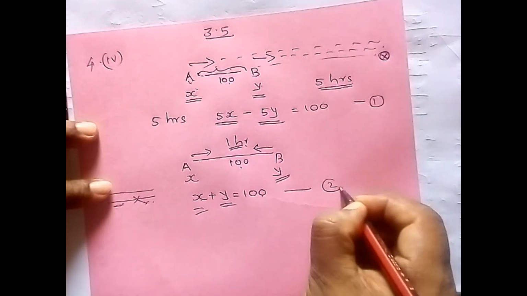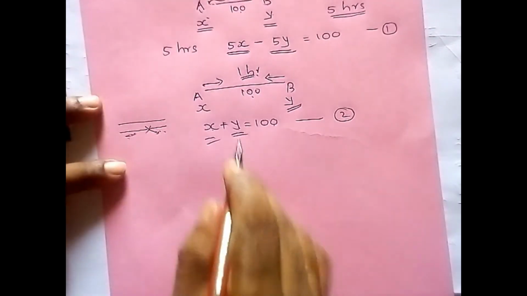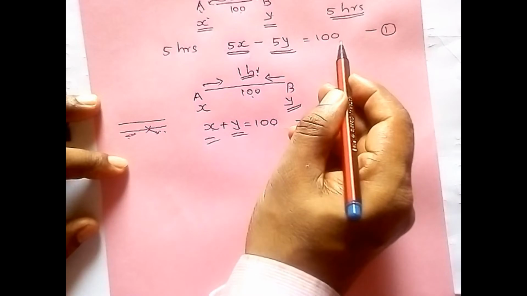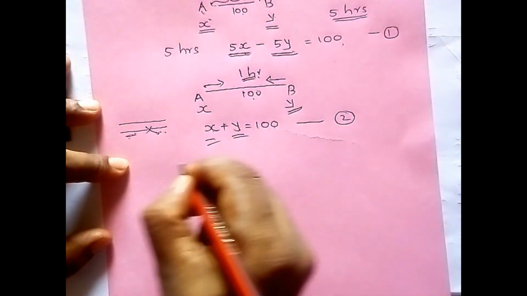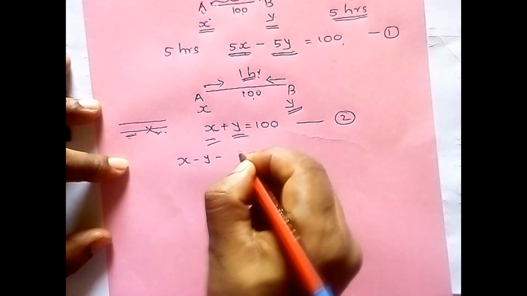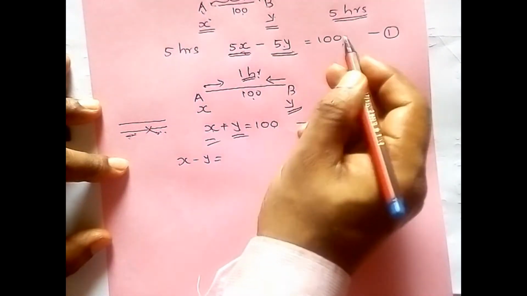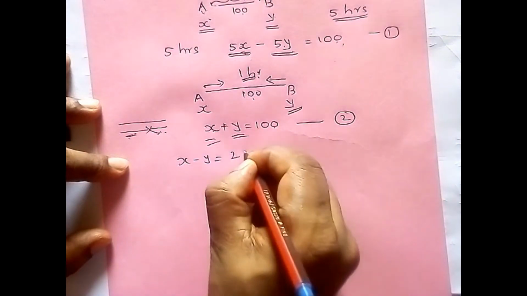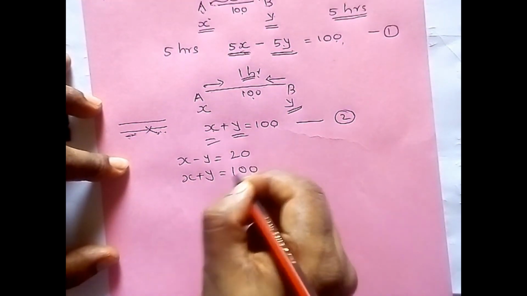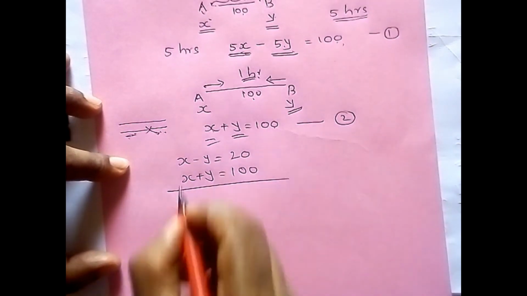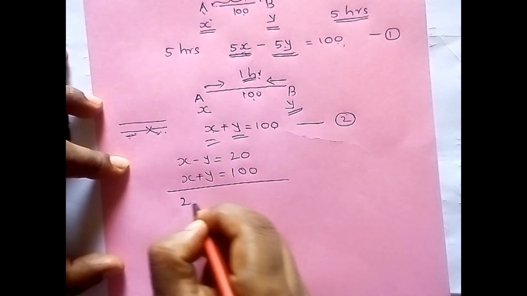So that is equation number 2. So we have two equations. 5x minus 5y is equal to 100, that we can cut with 5, we will get x minus y equal to 100 by 5, equal to 20. And the second equation is x plus y equal to 100. Okay, this is simple. We can solve by simply adding.